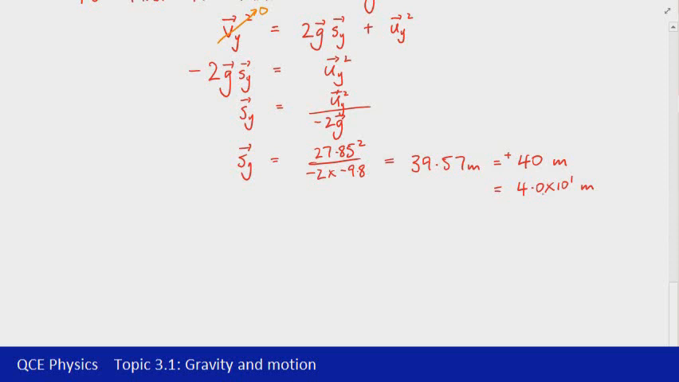So in the next video we'll have a look at one last special case, and then we'll look more generally at just applying these equations of motion to projectile motion. We'll do a few more of those sorts of problems in class as well.